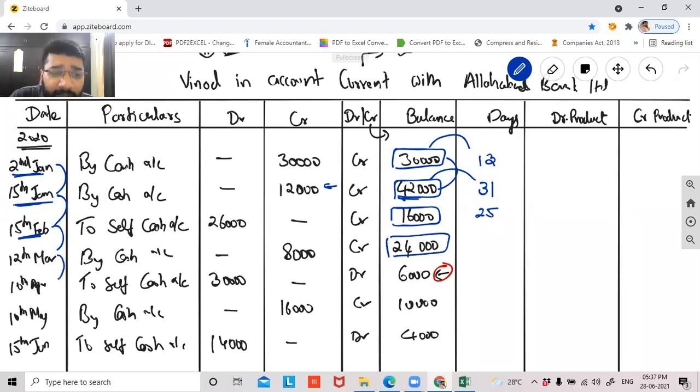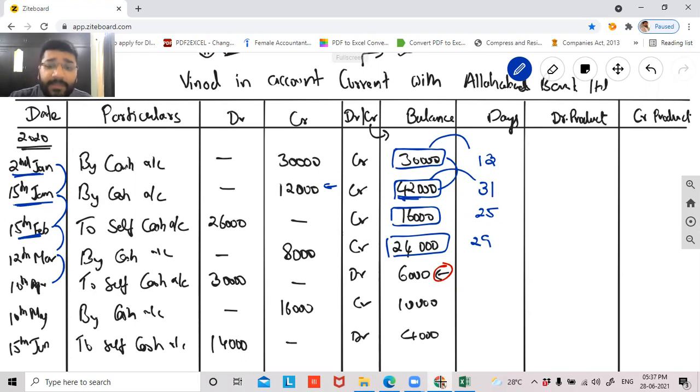Now this 24,000 rupees, again the bank has enjoyed. Can I say from 12th of March to 10th of April? Tell me yes or no. The bank has enjoyed this 24,000 rupees from 12th of March to 10th of April. March has 31 days. Minus 12, the bank has enjoyed this 24,000 for 19 days in March plus 10 days in April. So in total 29 days the bank has enjoyed this money. So the bank has to pay interest on 24,000 rupees for 29 days. Understood? Yes sir. Next step.